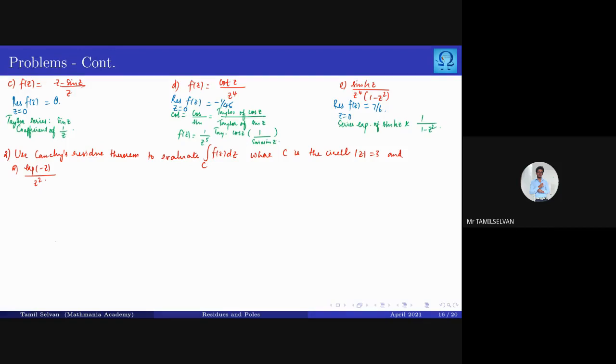Here, the problem is to evaluate an integral. So that is to find the integral over absolute of z equals 3 of exponential of minus z upon z squared dz. You will have to evaluate this integral. In order to evaluate this integral, what is the first step? That is what I am asking.